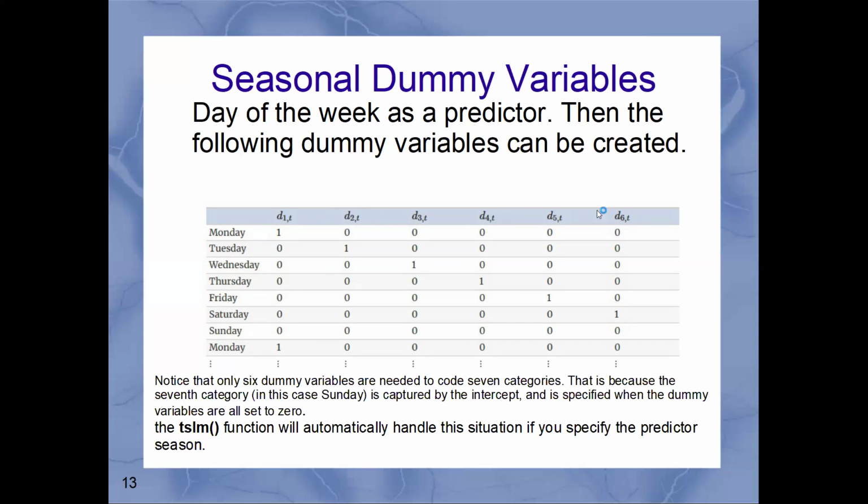If you notice, there are only 6 of these, and there are 7 days. That's because Sunday is 0, 0, 0, 0, 0, 0. So we only need 6 dummy variables to represent 7 days. The TSLM model will automatically handle this situation and specify the predictor season.